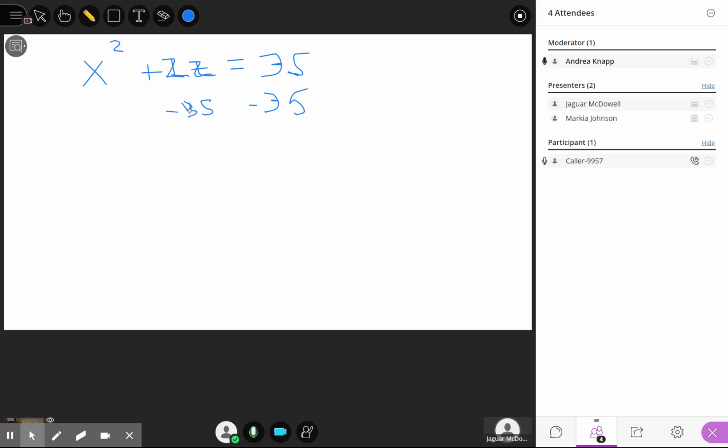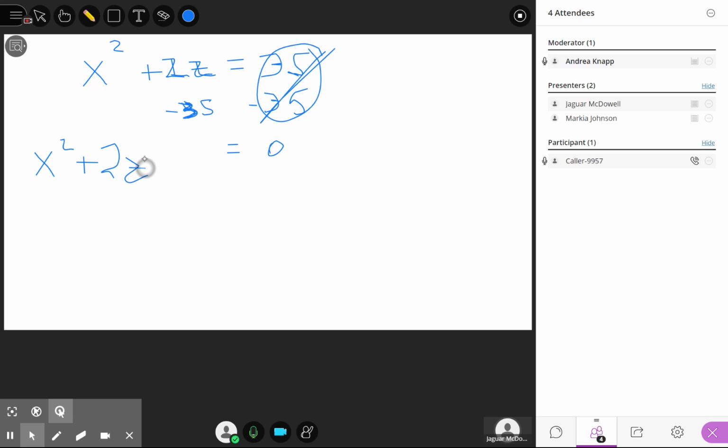Okay, when we do that, the 35 minus 35 is now a 0 pair. And so we're left with 0 on the right-hand side of the equation. And on the other side, we still have the x squared. We still have plus 2z. And now we also have minus 35.